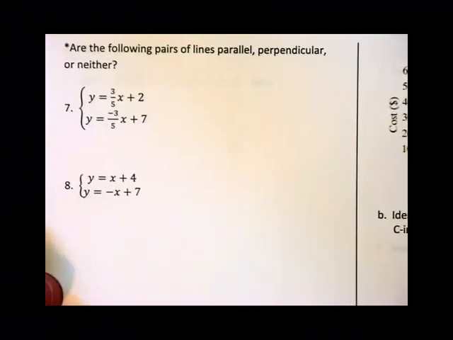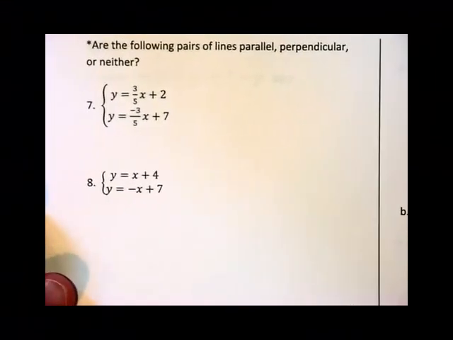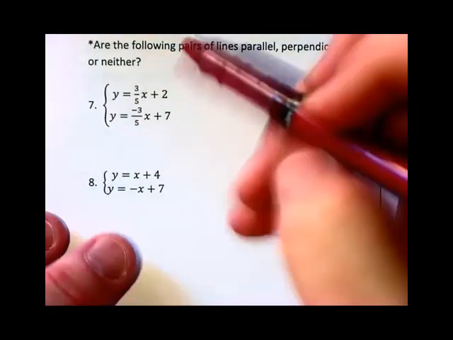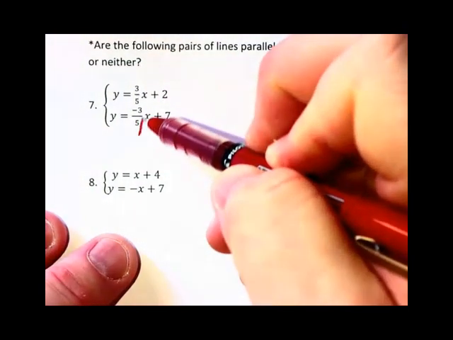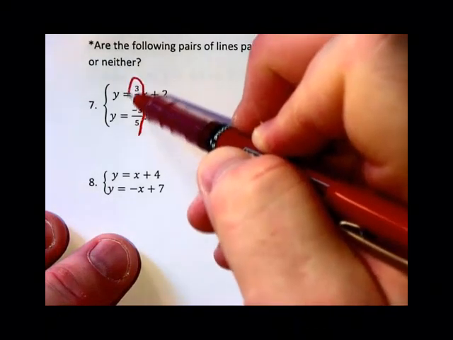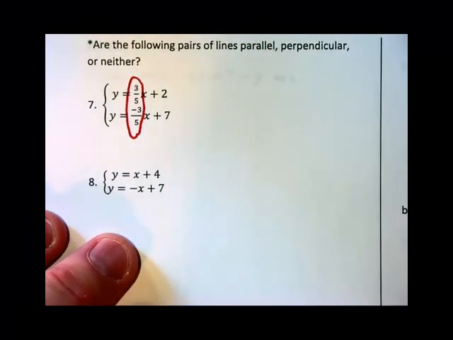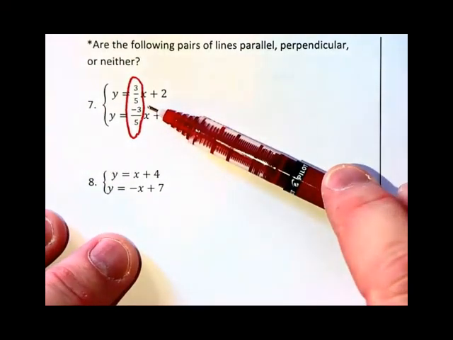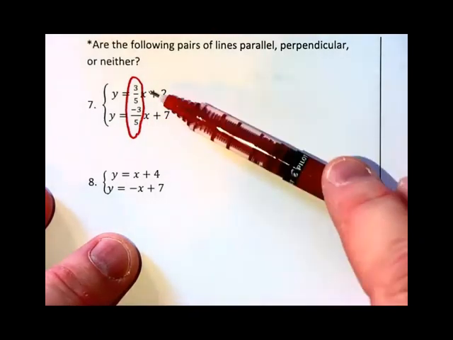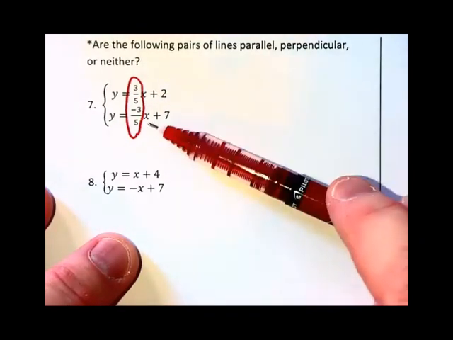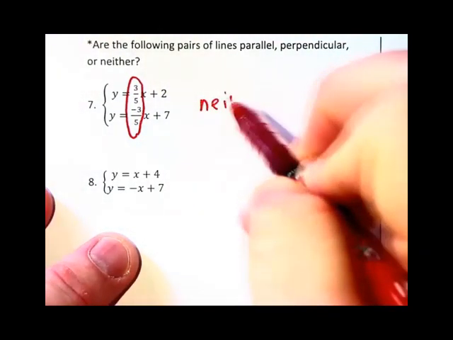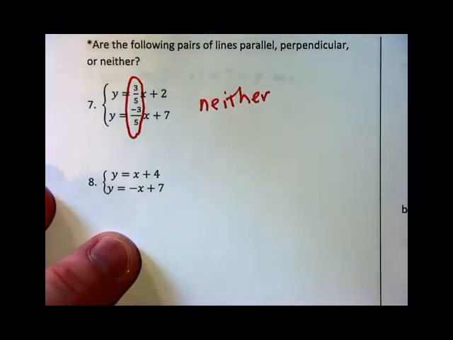Now let's take a look at some other types of problems. In number 7, we're asking whether these lines are parallel, perpendicular, or neither. That basically is a question dealing with the slope. In this case, we want to ask, are these the same slope? If they were, the lines would be parallel. But they're not, obviously. They're not negative reciprocals either. They're opposite in sign, but they're not negative reciprocals. So this falls in the neither category.